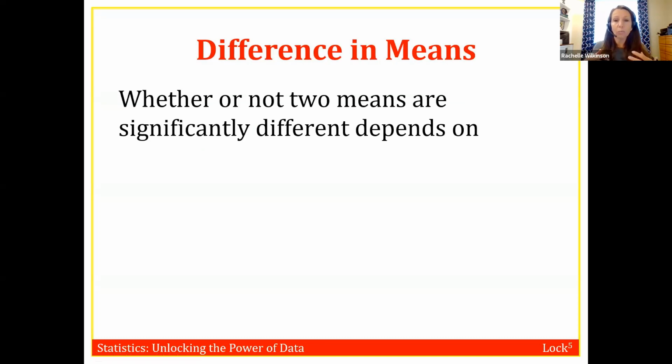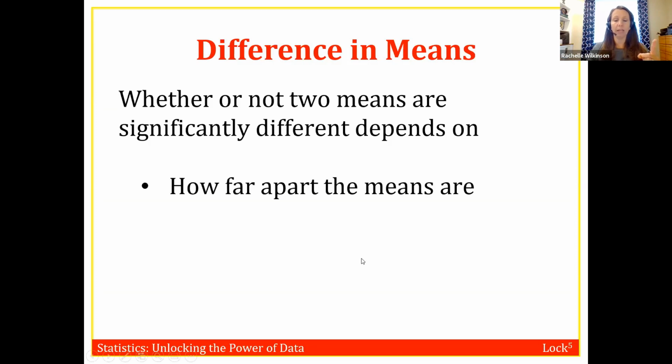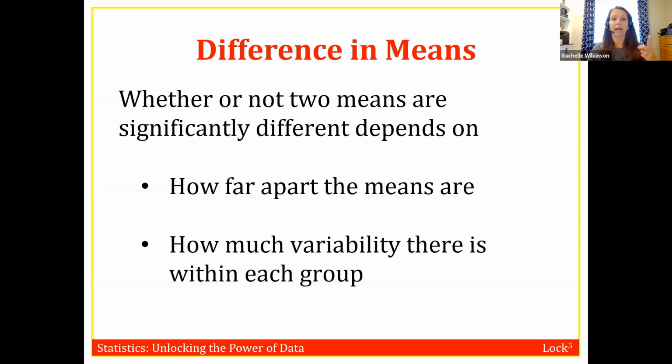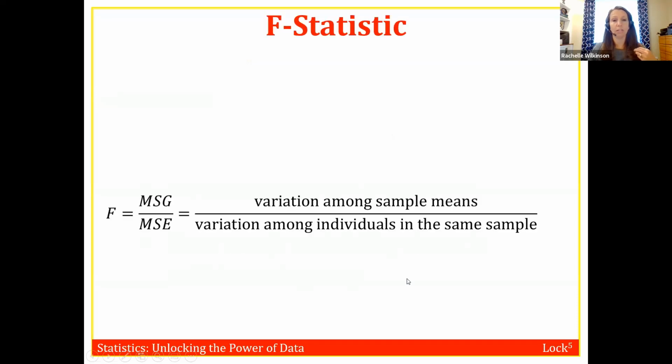Whether or not 2 means are different depends on a couple of things. So it depends on how far apart the means are and how much variability there is within each group. So it depends on those 2 things. So our test statistic is going to compare those 2 things. So it's going to compare how far apart the means are to how much variability there is within each group.